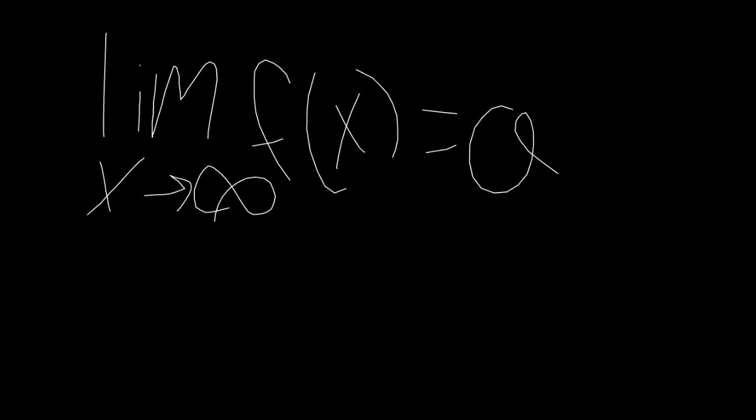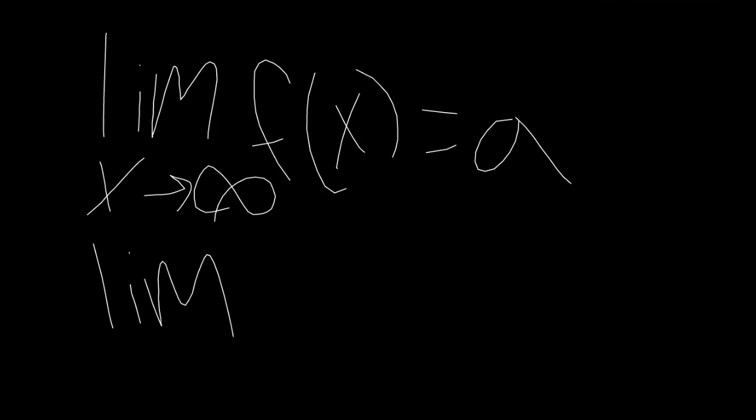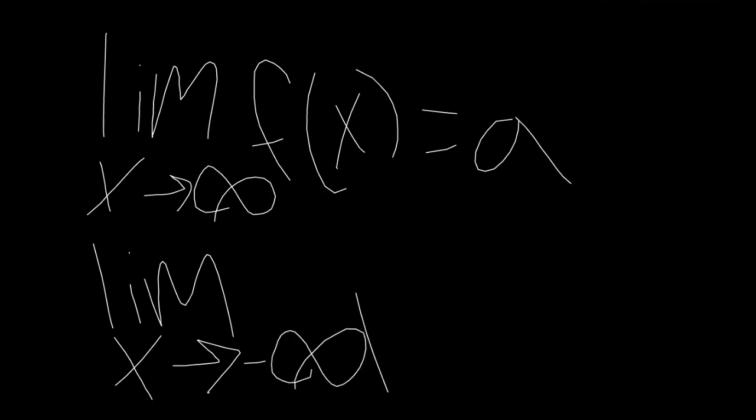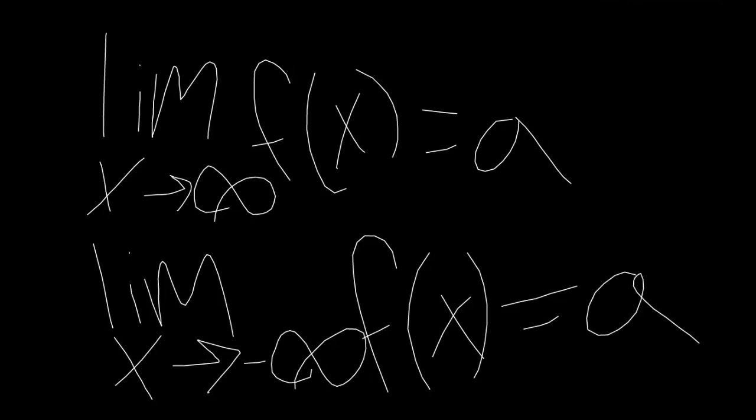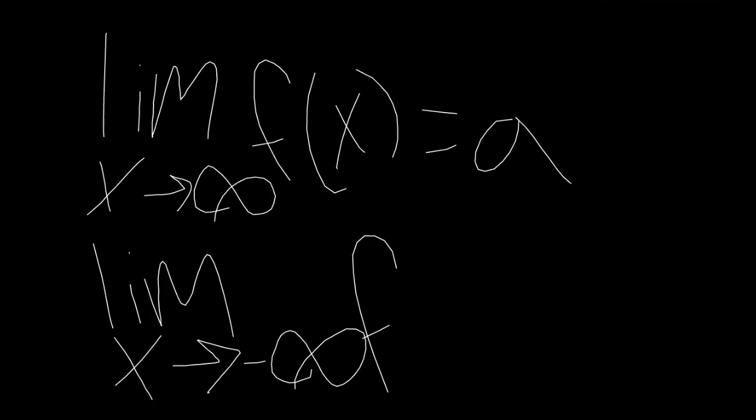Additionally, it's important to note that with limits at infinity, you don't necessarily have to prove their left and right limits are equal to each other. So if we have the limit as x approaches infinity of f of x equals a, we don't necessarily have to prove that as x approaches negative infinity, that same function also equals a. Because when you get into limits at infinity, you often won't see this occur.